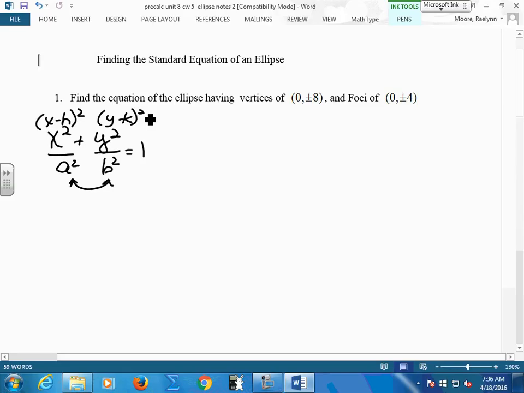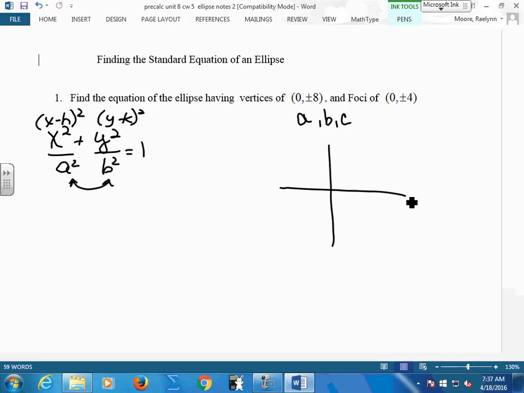Did you have any homeworks where they put the Y first? No? Okay, so what you want to do is sketch and figure out your values of A, B, and C. And C, sometimes you won't need C, but sometimes you're given C and you have to find A and B because of C. So work with what they give you.